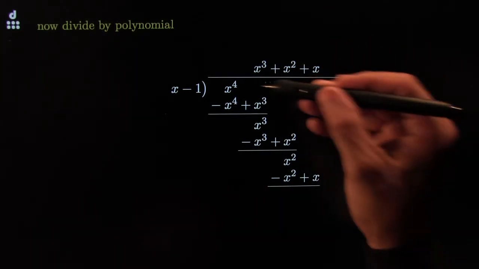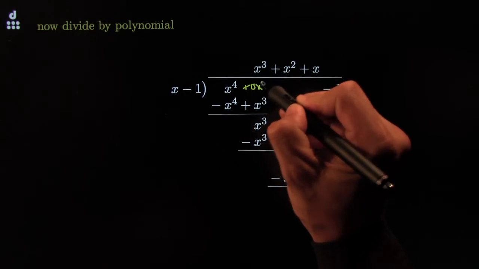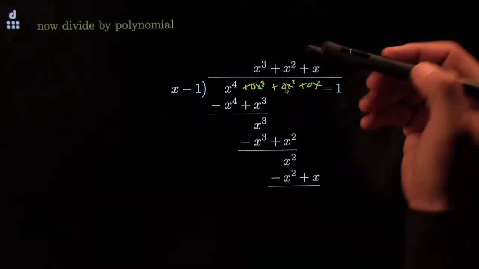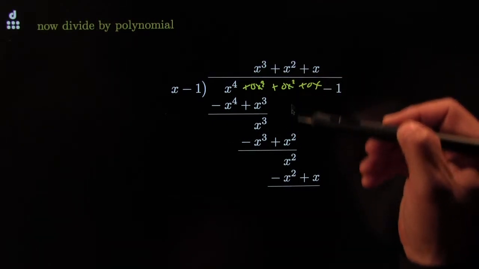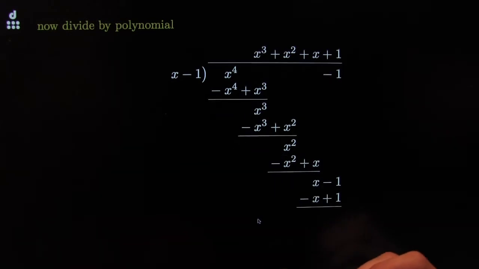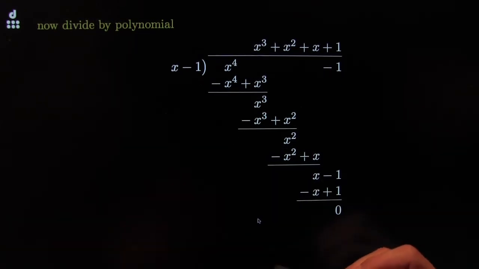There's no placeholder. Sometimes people put like 0x to the third plus 0x squared plus 0x, just to help keep things lined up. You see how nice these columns line up? X squared, x squared, x squared columns. X to the third, x to the third, x to the third columns. In any case, in this case it divides nicely.